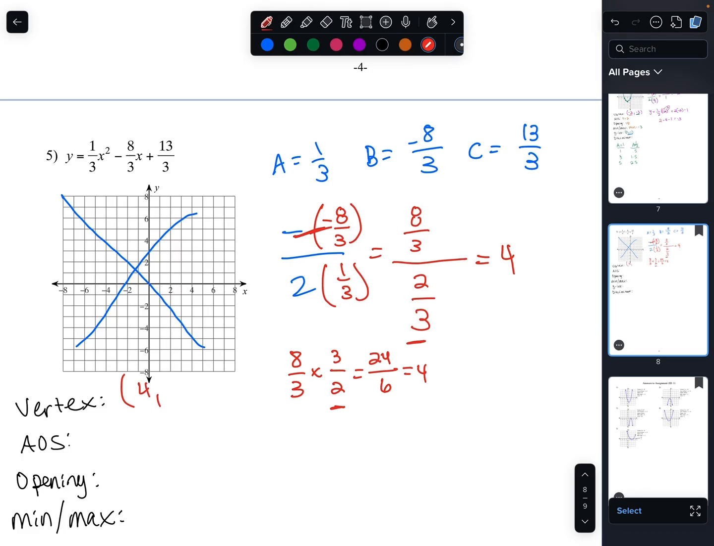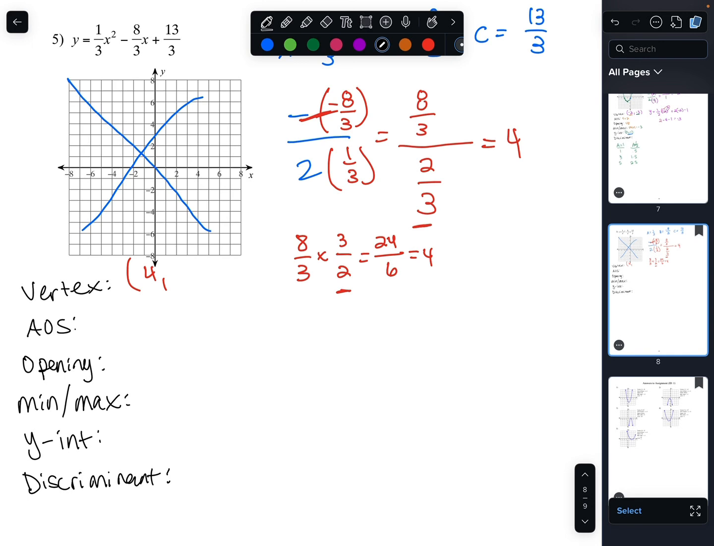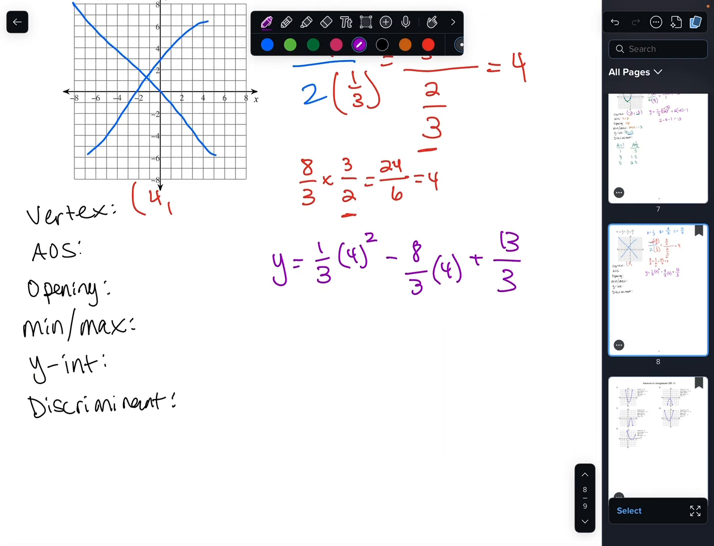Now I got to plug that 4 back into the original equation. So y equals 1/3 times 4 squared minus 8/3 times 4 plus 13/3. Now, because you see all this, don't panic and freak out, especially because you have all common denominators. That makes this nice. So 4 squared is 16. So this becomes 1/3 times 16 here. That's like this first thing right there.